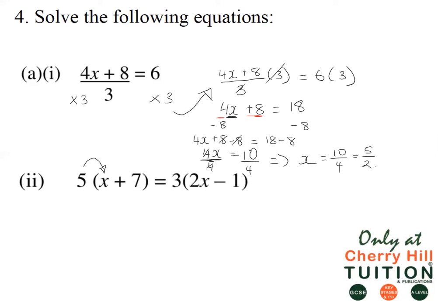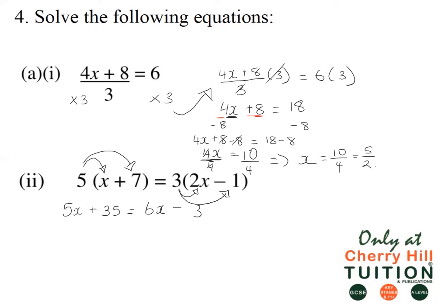So 5 multiplied by x is 5x. 5 multiplied by plus 7 is plus 35. And this is equal to 3 multiplied by 2x, which is 6x, plus 3 multiplied by minus 1, which is minus 3. Now we can simplify this and collect like terms. So over here, guys, plus and the minus, that will give us a minus overall.